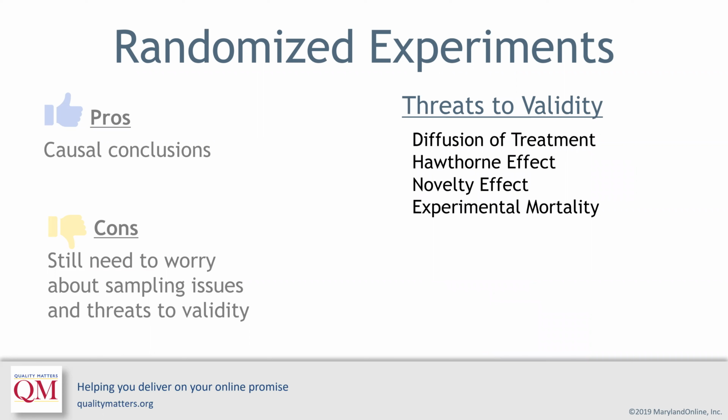While randomization will ensure that your groups are comparable at the beginning of the study, there are lots of things that could occur during the study that could impact your final conclusions. And we call those threats to validity. There are many different threats to validity, even with randomized experiments. If you're doing research with students, these are some of the issues that I've seen come up even with randomized experiments.